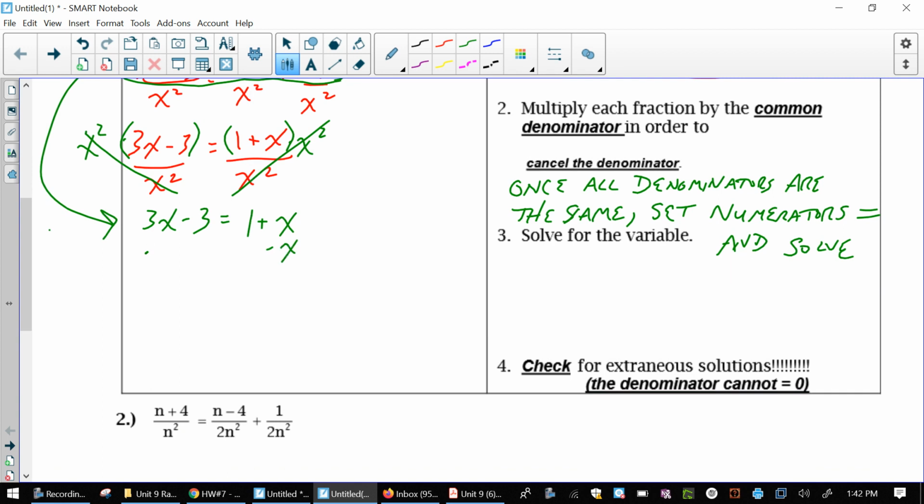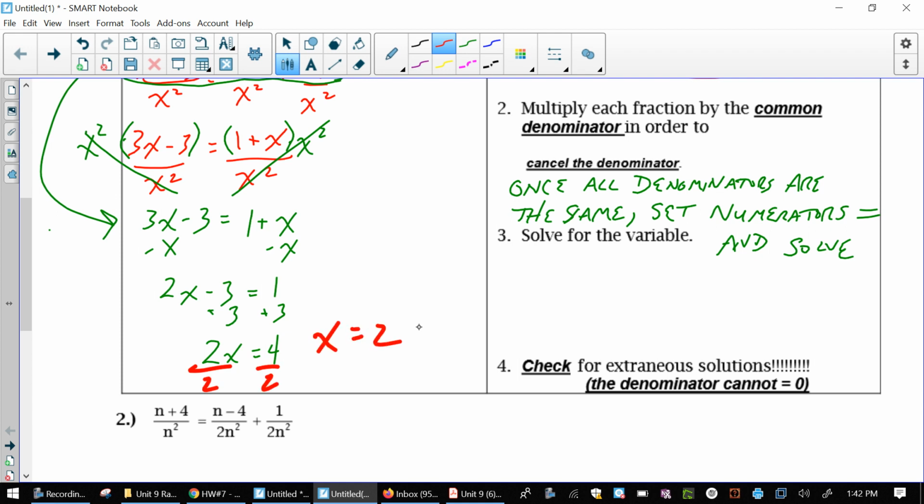I'm going to subtract x from both sides. I get 2x minus 3 equals 1. And I'm going to add 3 to both sides, add 3 to both sides. I get 2x equals 4. And finally, I'm going to divide by 2. So I get x equals 2.